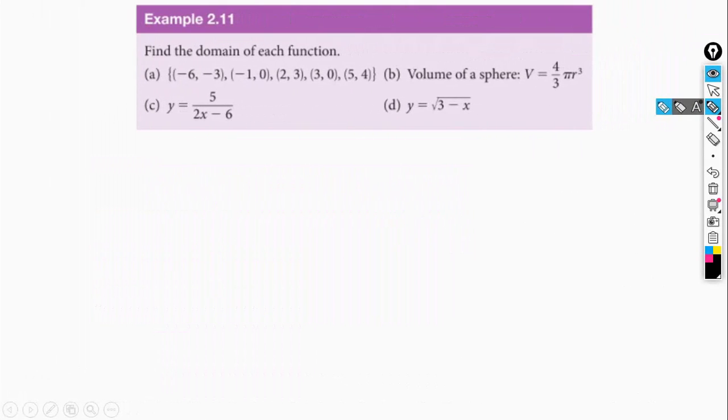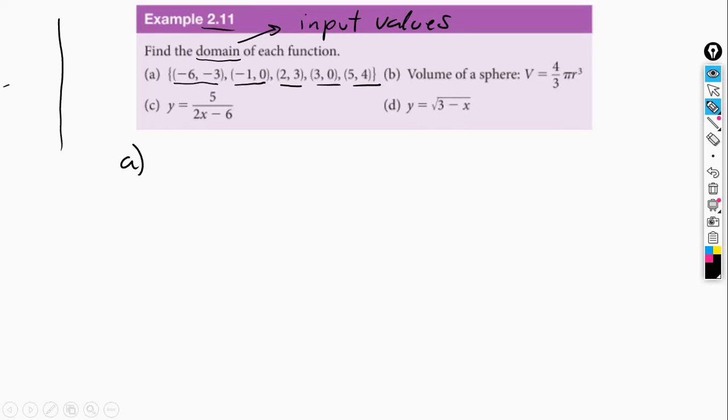So in example 2.11, they ask us to find the domain of each function. So remember that domain is the input values, right? The set of input values. Okay, so for letter A, what we have here is not exactly a function, a formula, but rather a list of coordinates. So notice that the first coordinate is -6, -3. Then we have -1, 0. Then we have 2, 3, 3, 0, 5, 4. So that means that these are points on a Cartesian plane.